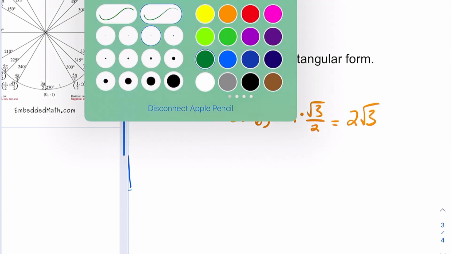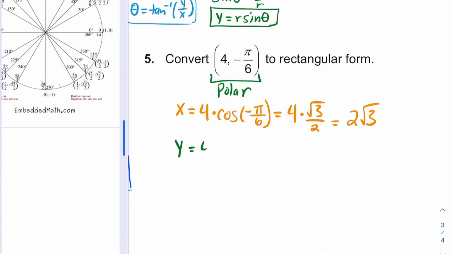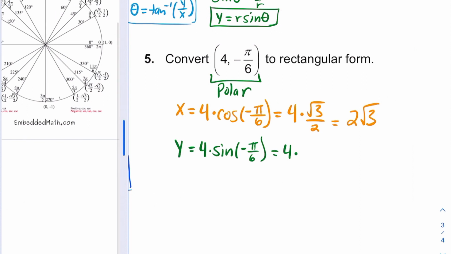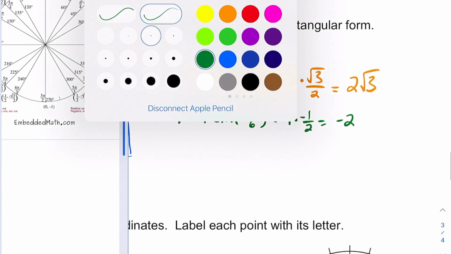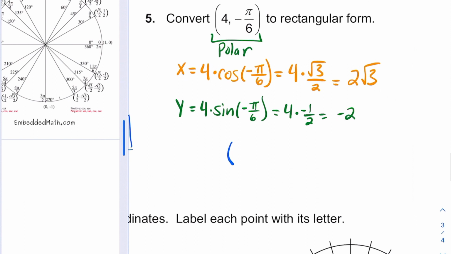Now let's do the same thing for the y-coordinate. y is equal to 4 times the sine of -π/6. And hopefully you remember if one is √3 over 2, the other one is 1/2. Since it's sine in the fourth quadrant, it's negative, so 4 times -1/2 gives us -2. So that makes our rectangular coordinate (x, y) equal to (2√3, -2).